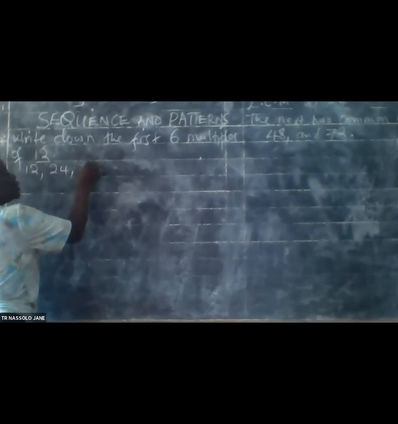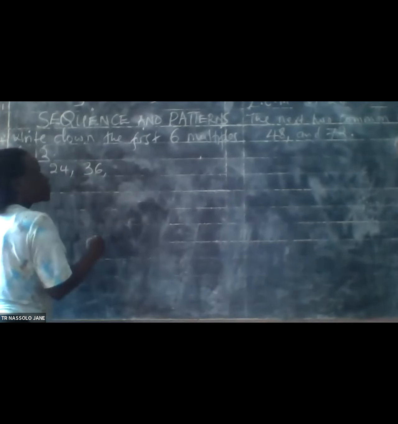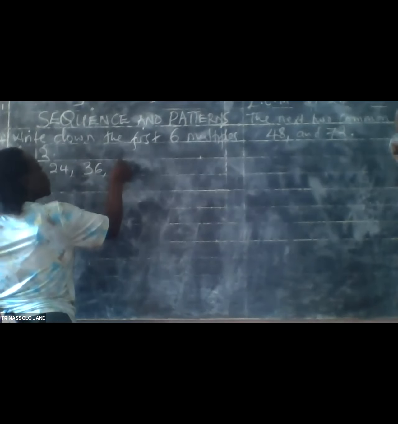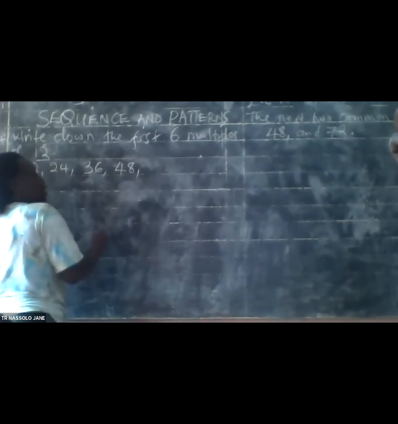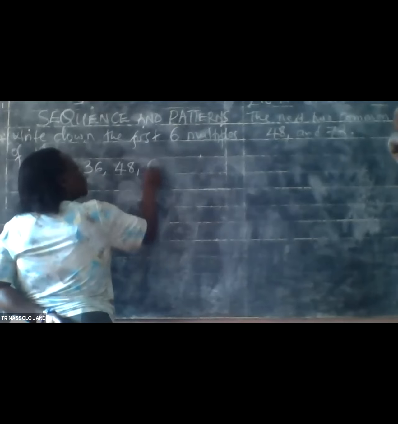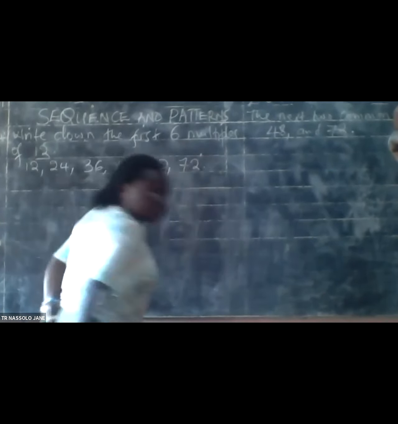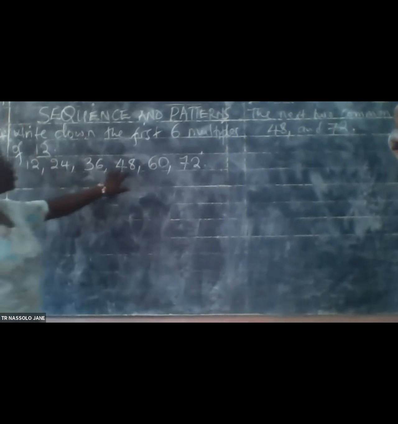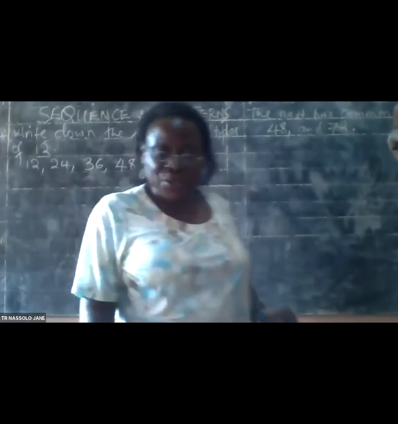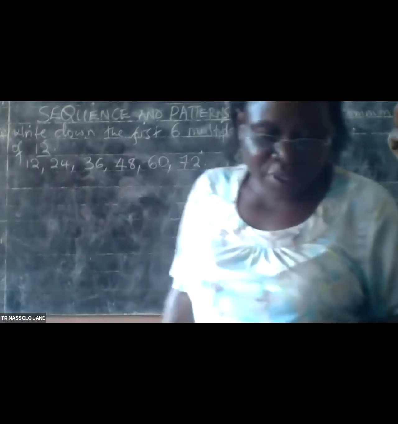And we have 12, 24, 36, 48, 60, 72. The first 6 multiples of 12: 1, 2, 3, 4, 5, 6. So we have those multiples.